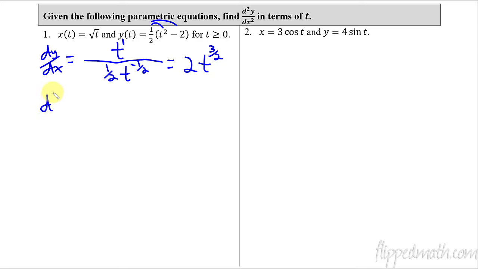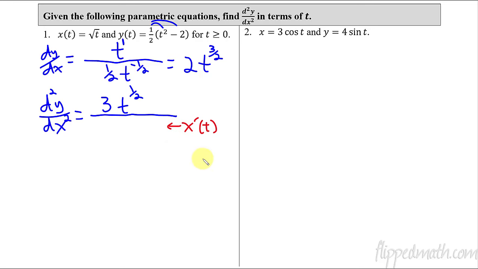The second derivative now, so let's start writing that out. The second derivative of y with respect to x, d squared y over dx squared, is my notation. On top is the derivative of my dy/dx, so I take the derivative of this with respect to t. The 3/2 comes down and times the 2 leaves me with 3t raised to the 1/2, subtract 1. Now on the bottom, this is where the most common mistake occurs: remembering that this is x prime of t. So you go back to what x of t was, the square root of t, and take its derivative: 1/2 t to the negative 1/2. That's what goes here. That's the most common mistake, and the next mistake would be simplifying correctly. But this is really it.